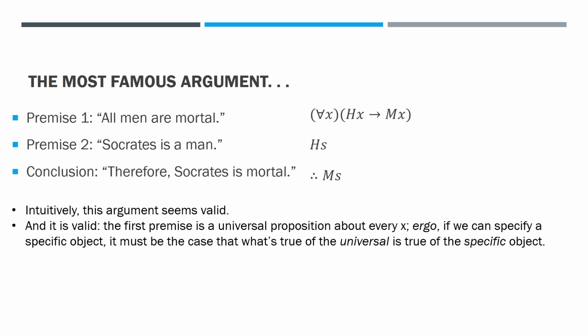The first premise is a universal proposition about every x. So premise 1, all men are mortal, we have in symbolic notation, for all x, if x is an H, then x is an M, where H stands for men and M stands for mortal. So our first premise is a universal proposition about every x. Ergo, if we can specify a specific object, it must be the case that what's true of the universal is true of the specific object.